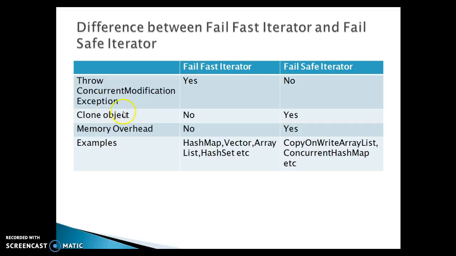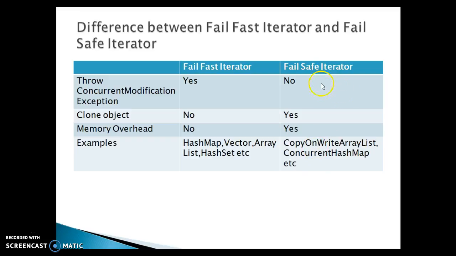Now the second point, we have cloning. No cloning happens in the fail fast iterator, but the fail safe iterator always works on the cloned object rather than on the original collection. Now memory overhead: there is no memory overhead in the fail fast iterator, but as we know that the fail safe iterator always works on the cloned object, there is of course a memory overhead. Now examples: if you get the iterator from HashMap, Vector, ArrayList, HashSet, etc., then you will get the fail fast iterator.